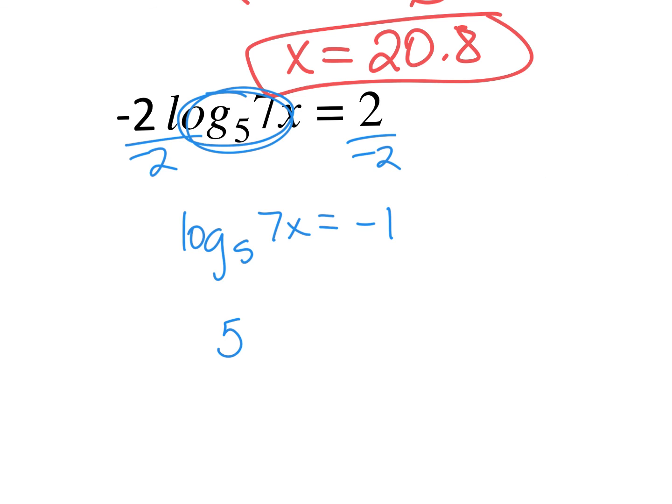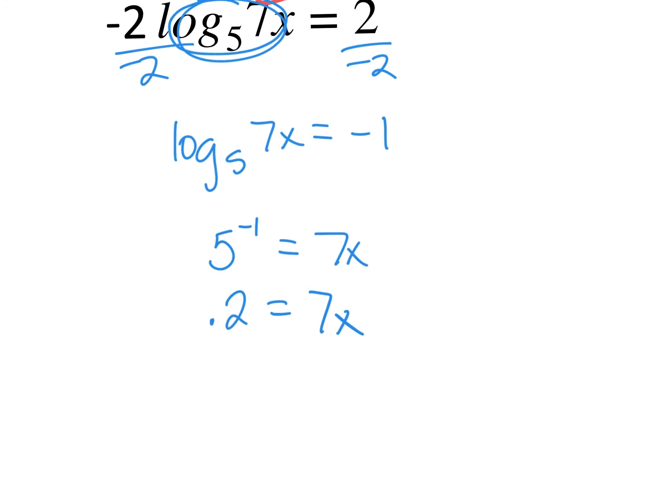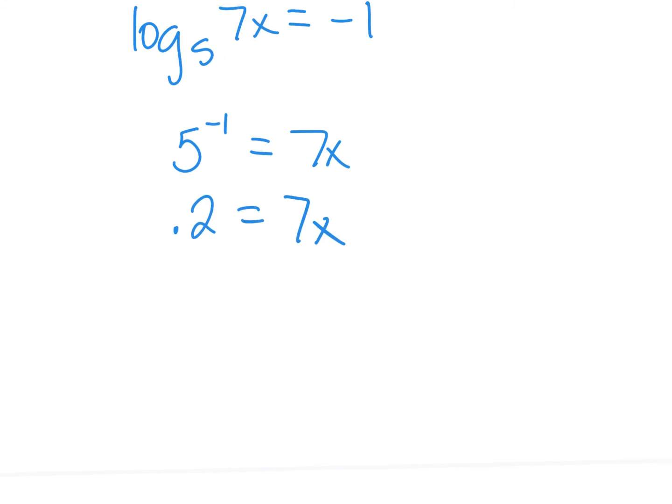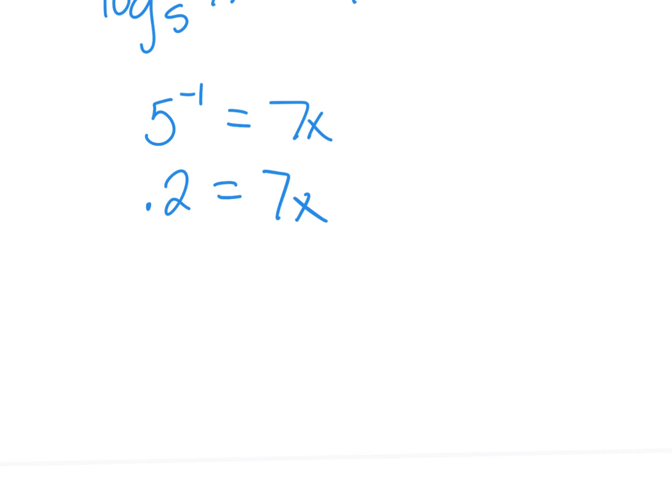Okay. Yup. So now we get 5 to the negative 1 equals 7x. What is 5 to the negative 1? Type it in. Come on. Yep, 0.2, or 1/5. Whichever way. We'll keep it decimals. Okay, what do we do now? Divide by what? 7. And you get 0.02.